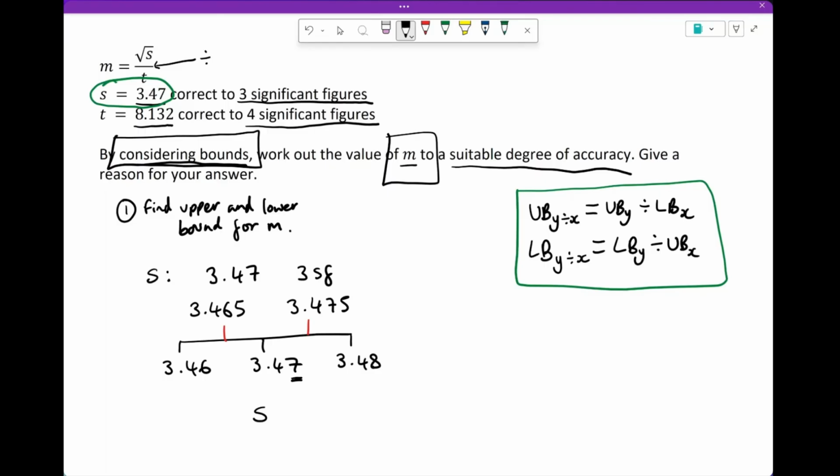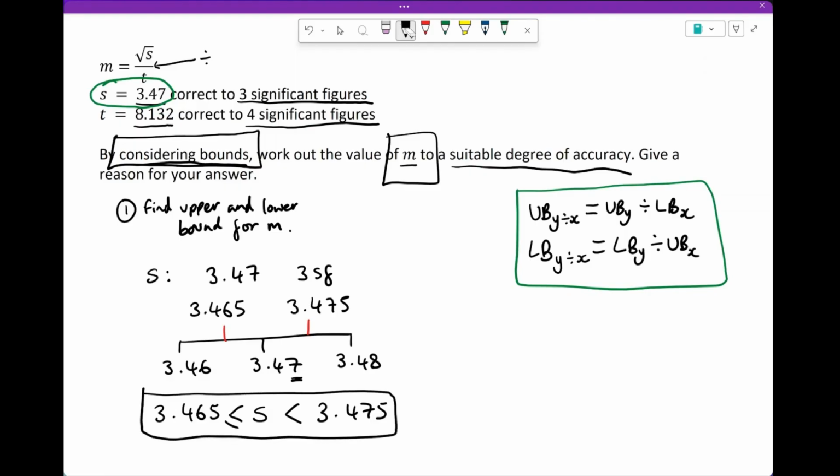Then we can write out our error interval. So we're going to put s in the middle, upper bound to the right, so the 3.475, lower bound to the left, the 3.465, and then our inequality symbols are going to be as usual for when we're working out the bounds of a specific value. So that's the error interval for s done. Now let's move on to t. So t is equal to 8.132.